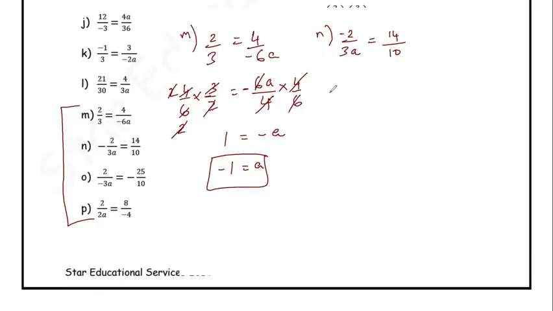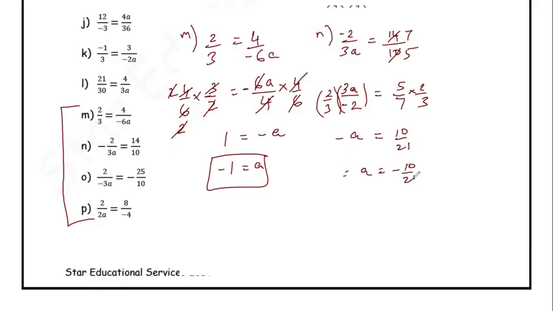Okay, so I'm going to flip it first. 14 is 2 times 7 and 2 times 5. I'm going to flip it. 3a upon negative 2 is equal to 5 over 7. Right. So now I want to get rid of 3 and 2. So I'm going to multiply 2 over 3 on both sides. So I get negative a is equal to 10 over 21. Therefore, a is equal to negative 10 upon 20.